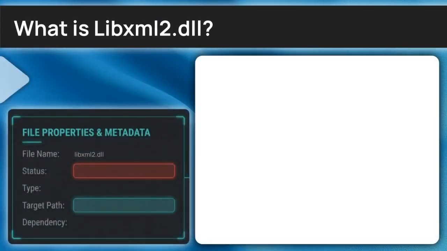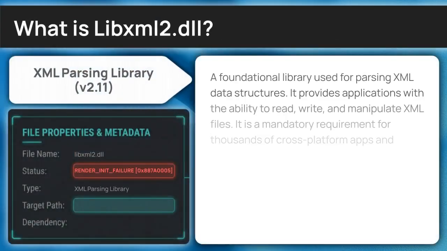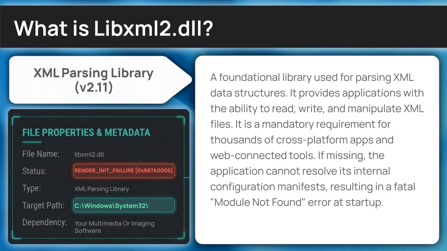This is the libxml2, a foundational library used for parsing XML data structures. It provides applications with the ability to read, write, and manipulate XML files. It is a mandatory requirement for thousands of cross-platform apps and web-connected tools. If missing, the application cannot resolve its internal configuration manifests, resulting in a fatal module not found error at startup.